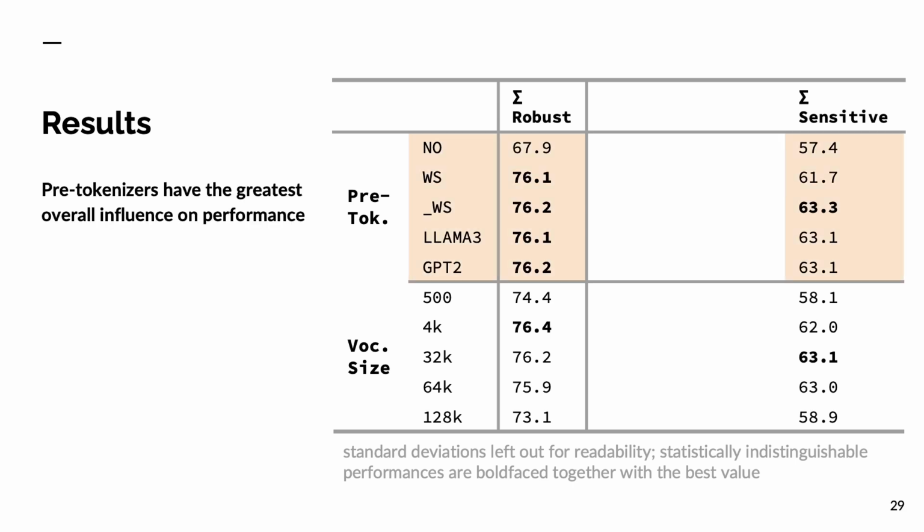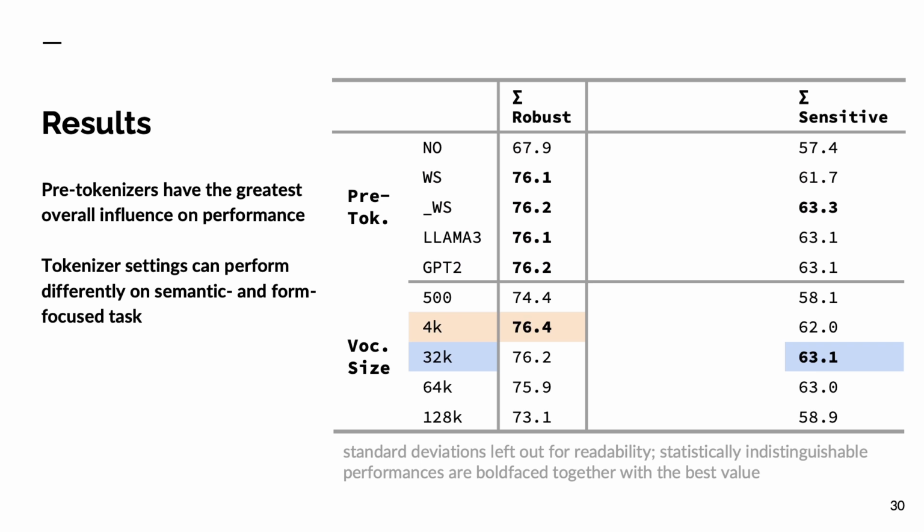The first observation we made was that pre-tokenizers had the greatest overall influence on performance. Here you can see the difference between no pre-tokenizer and GPT-2 was the biggest compared to fitting corpus choice and vocabulary size.